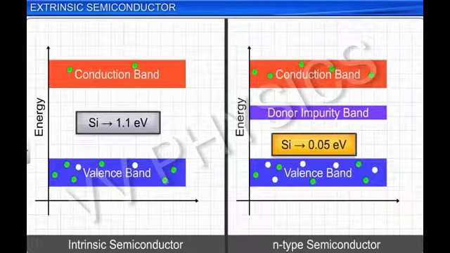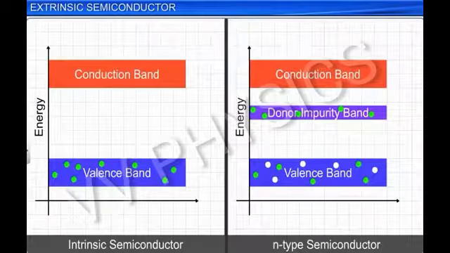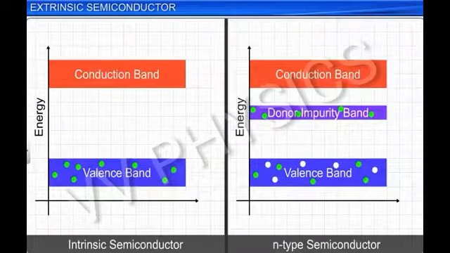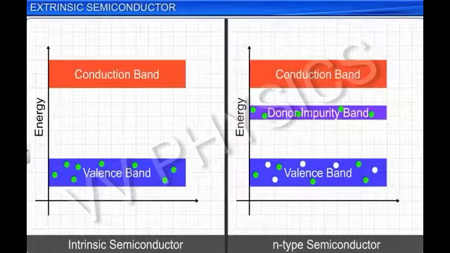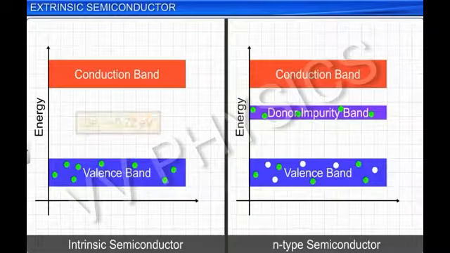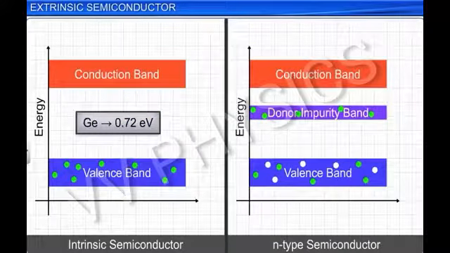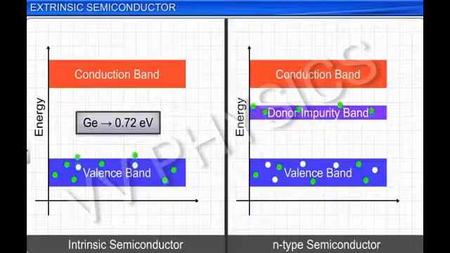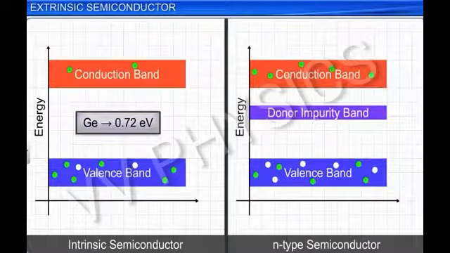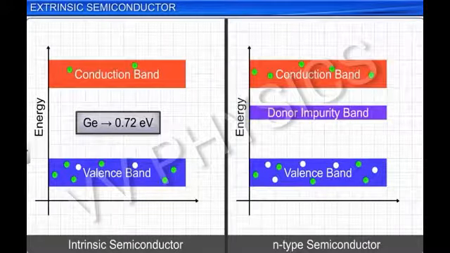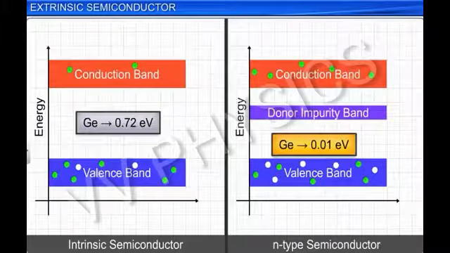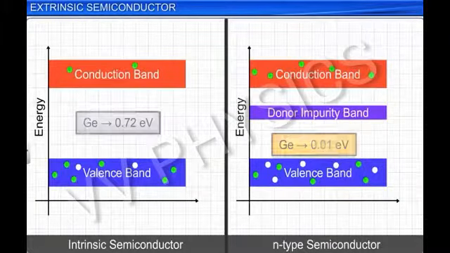Similarly, if the semiconductor crystal is made of germanium, the energy required for an electron to jump from the valence band to the conduction band is about 0.72 electron volt. If it is doped with a pentavalent impurity to a suitable level and converted to an n-type semiconductor, the energy required for an electron to jump from the valence band to the conduction band reduces to approximately 0.01 electron volt. Thus, the electrical conductivity of an n-type semiconductor is much better than an intrinsic semiconductor.